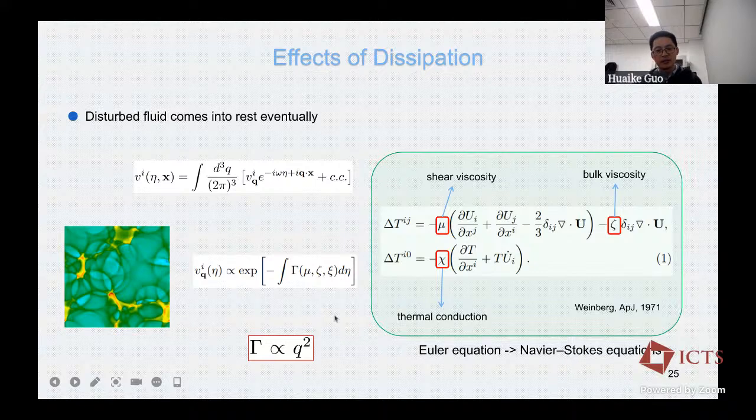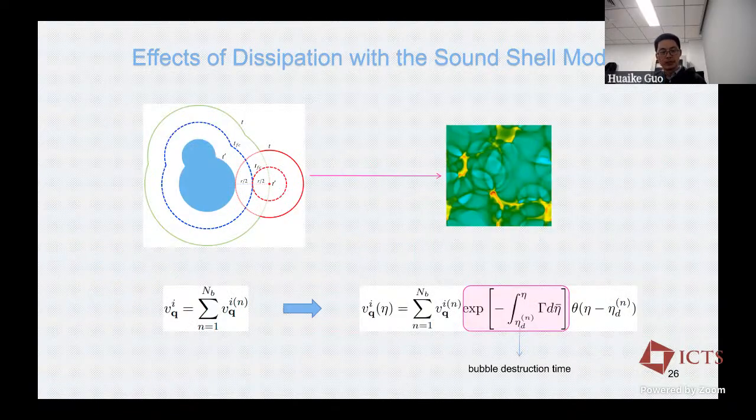Actually, you can obtain this even without the complicated relativistic formula given by Weinberg, as you can find it in any fluid mechanics book. So this is the conclusion: the velocity field will be more damped for higher frequencies, higher wave numbers, or small scales. We can take this into account in the calculation of the spectrum from sound waves by using the sound shell model.